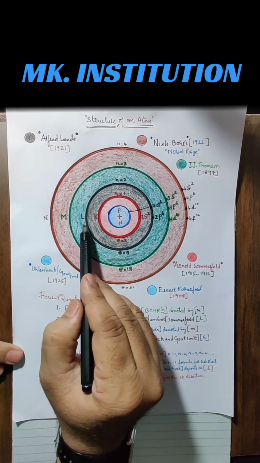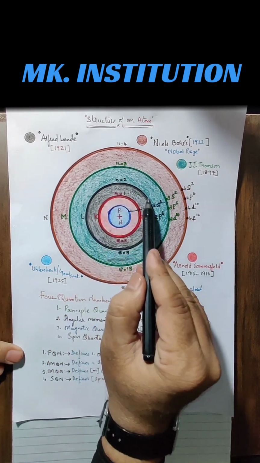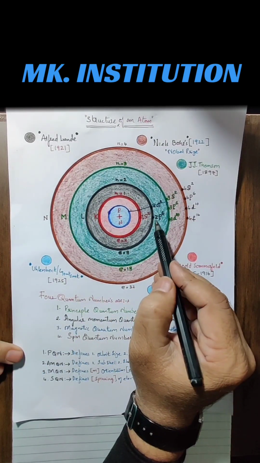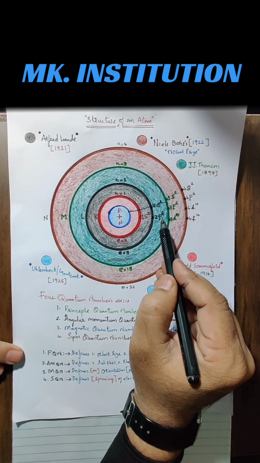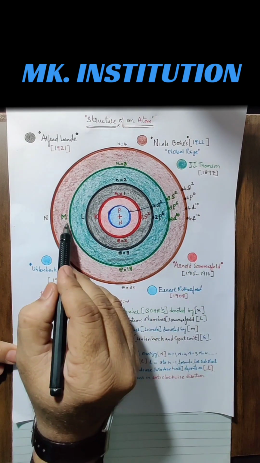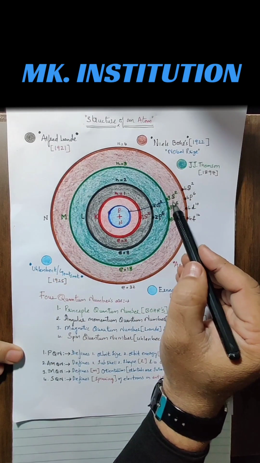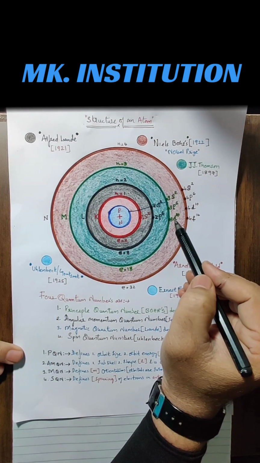One subshell. See the L shell. Inside the L shell, how many subshells are there? Two are there, s and p. Two subshells are there. Check the next one, the M shell. See the M shell. Three subshells are there: s, p, d. Three subshells.